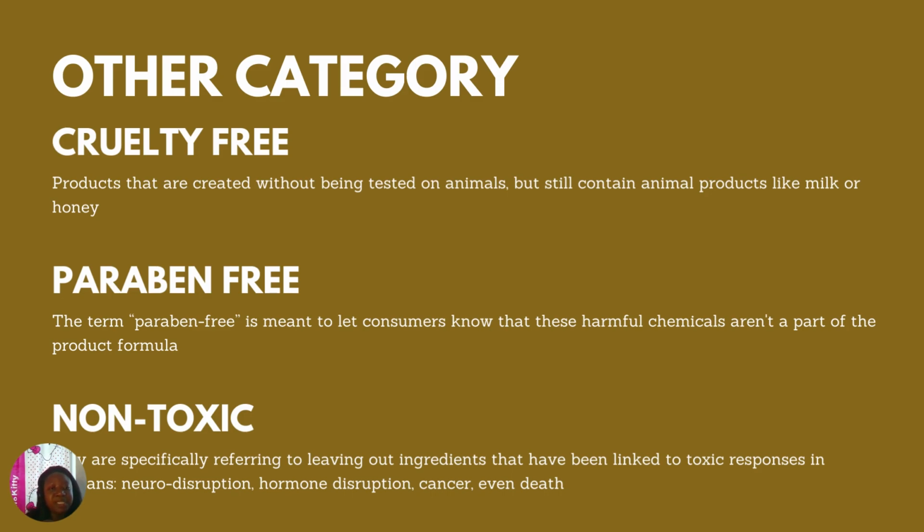The term paraben free is meant to let consumers know that harmful chemicals like parabens aren't a part of the product formula. Lastly, non toxic products. They specifically refer to leaving out ingredients that have been linked to toxic responses in humans like neuro disruption, hormone disruption, cancer, or even death. So, non toxic products do not contain ingredients that can harm anyone.